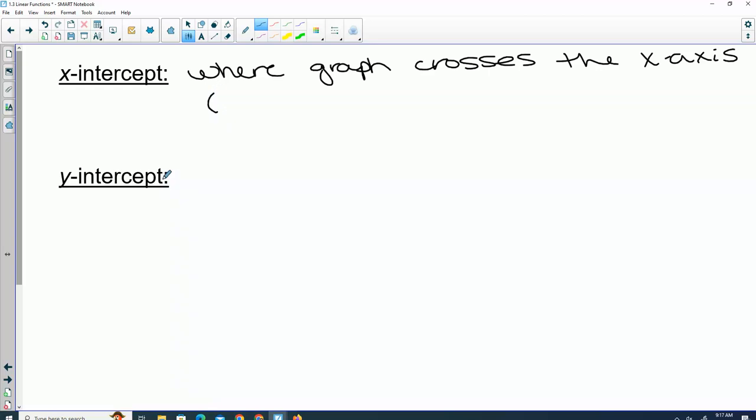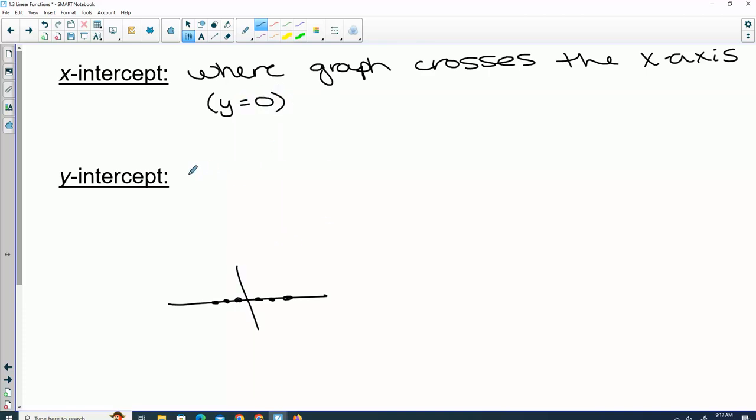If you are on the x-axis, every single point on the x-axis has something in common. What's the y value of all those points? 0. So to find the x-intercept, your y is 0.